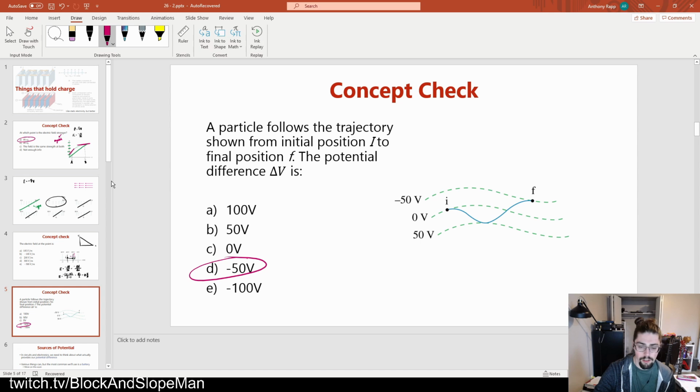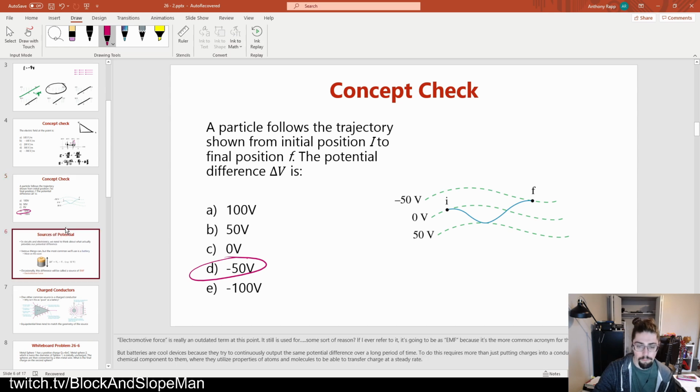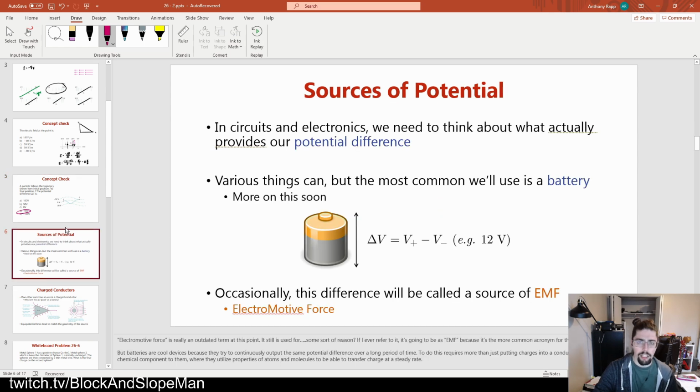Let's keep chugging right along then. So I keep talking about these potential lines and equipotential lines and all this good stuff, but where does it actually come from? Well, surely it comes from positive and negative charges, right? That's how we've been talking about it so far. But realistically, how many times have you plugged some new positive charges into your controller? I'm willing to bet not very often.